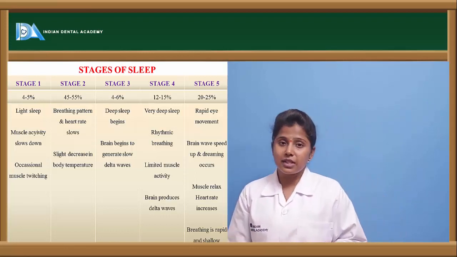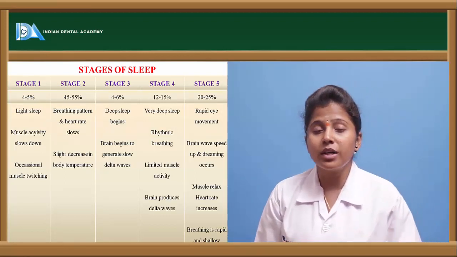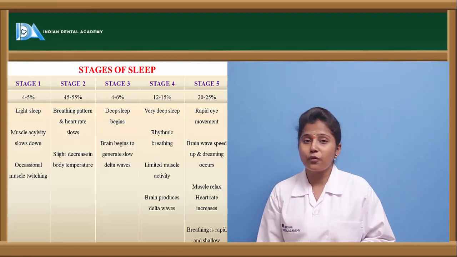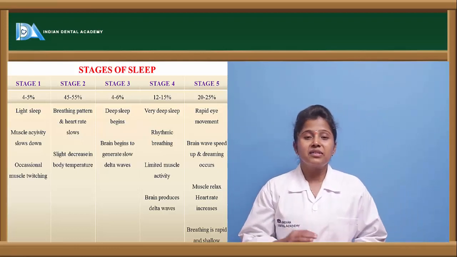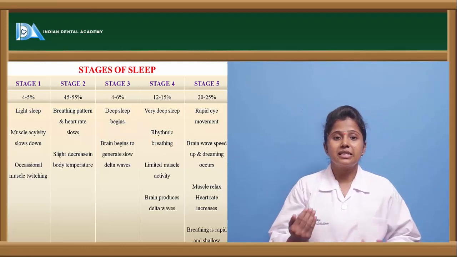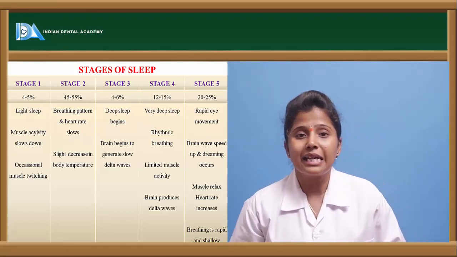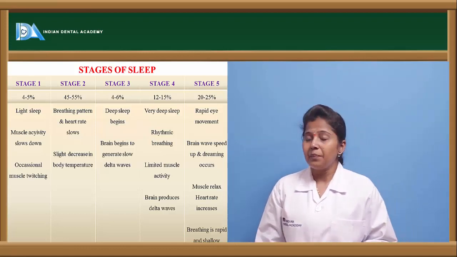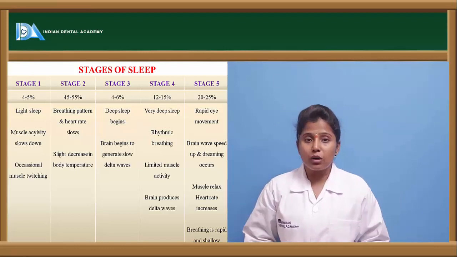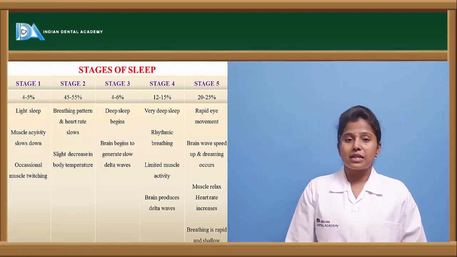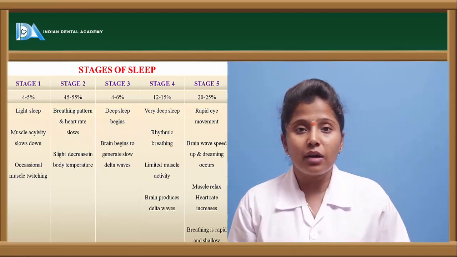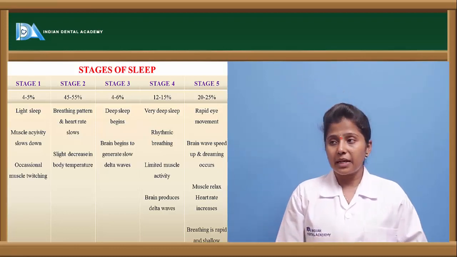Let us see the different stages of sleep. Stage 1 constitutes about 4 to 5%, and the sleep is light. In the sense, the person has just fallen asleep, and the sleep has not completely come yet. Muscle activity slows down, the muscles relax, and there is occasional muscle twitching, not regularly.